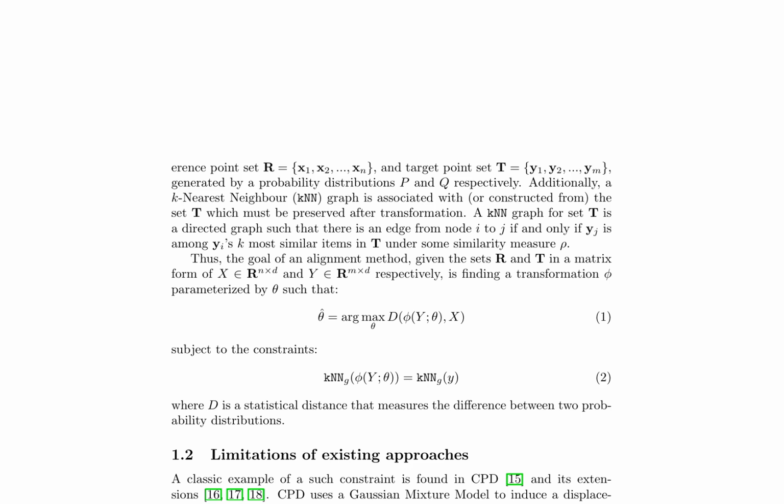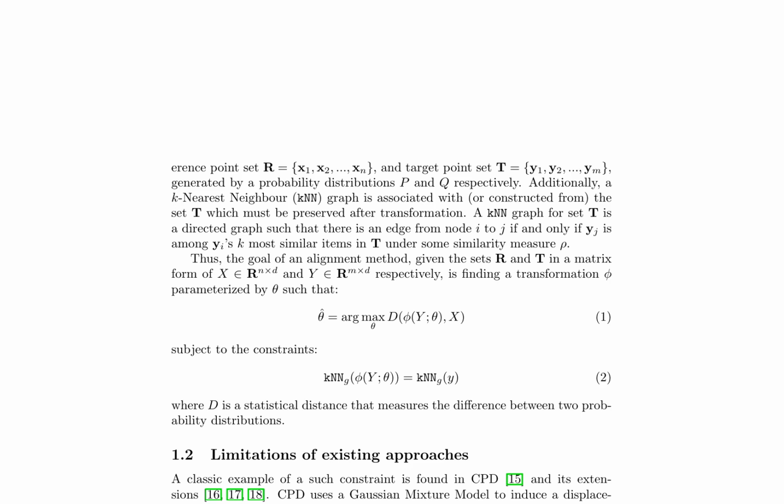The problem of aligning two point sets, R and T, generated by probability distributions P and Q, is formulated as finding a transformation phi parameterized by theta that maximizes the statistical distance d between the transformed target set and the reference set, subject to preserving the k-nearest neighbor (kNN-Graph) of the target set. The kNN-Graph is a directed graph where an edge from node i to j exists if and only if yj is among yi's k most similar items in T under some similarity measure ρ.